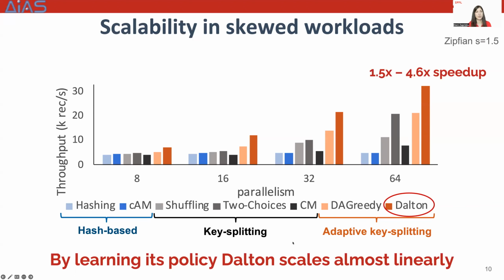Then we have key splitting approaches with shades of gray that scale better because of their ability to split the load for the frequent keys to multiple combiners. And finally, we have adaptive key splitting approaches with shades of orange. From what we can see, of all the algorithms, Dalton performs the best, giving up to 4.6x speedup. The reason Dalton performs better than the other adaptive approach, DAGRIDI, is that DAGRIDI needs to calculate the cost for all the possible assignments before it decides what assignment it will perform for a tuple.